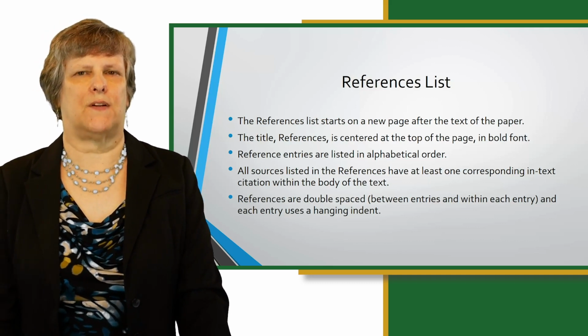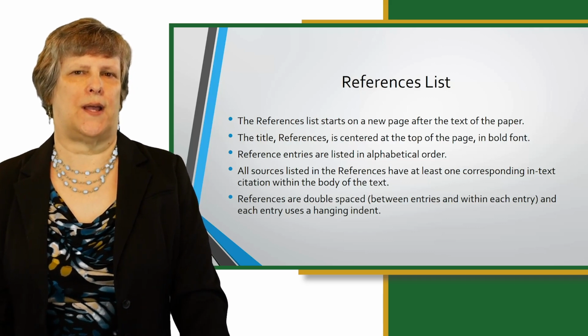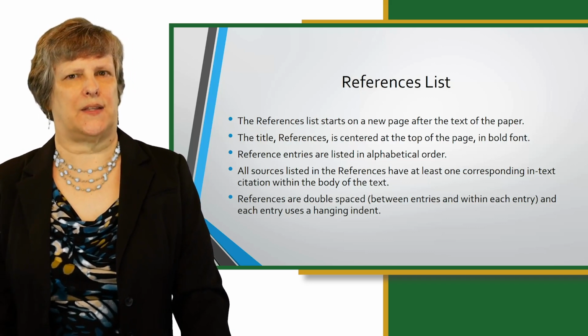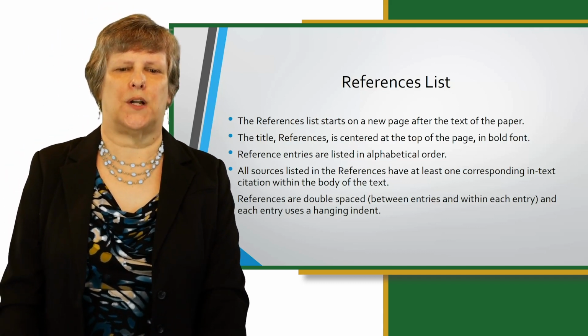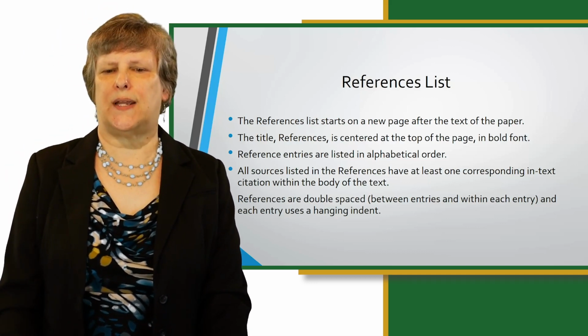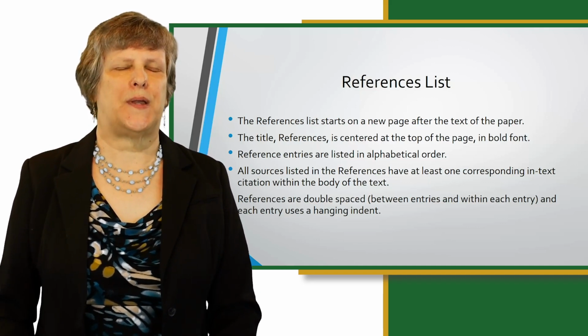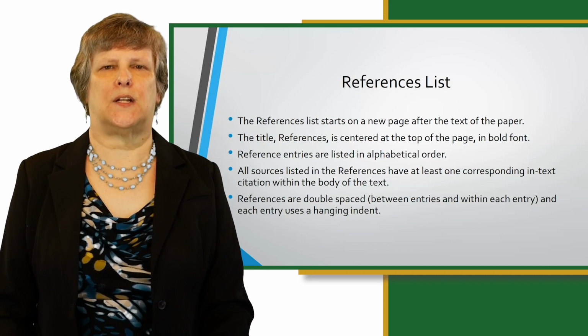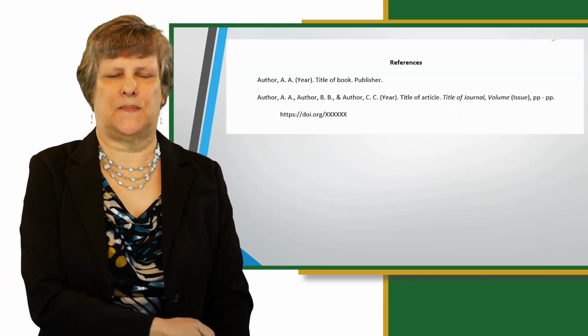You have cited everything on that list in your paper, and everything in your paper that you have mentioned is on that list. Remember, the exception is personal communication. You are double spacing between entries. Within each entry, everything is double spaced throughout the paper, no single spacing, no triple spacing. And you use what's called a hanging indent.